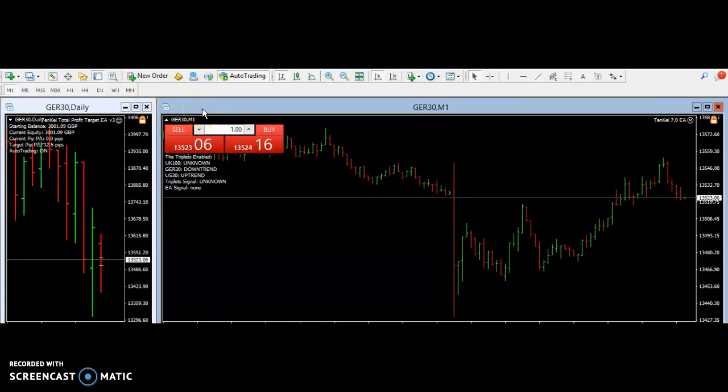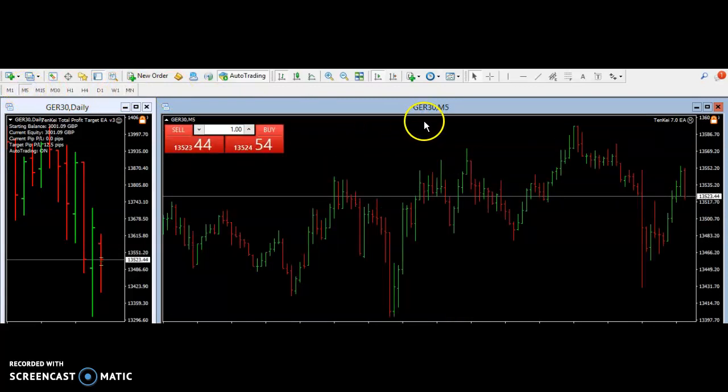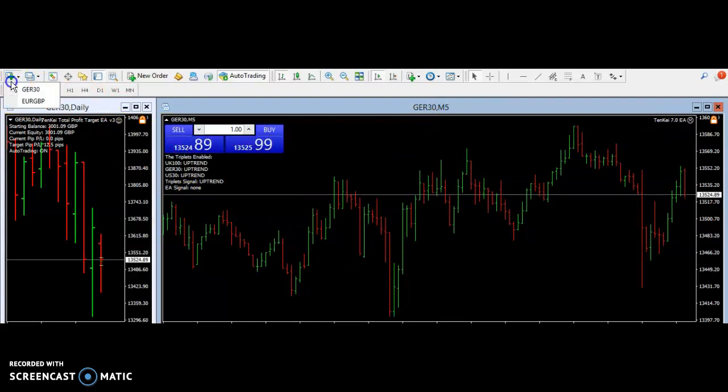But here, 1 minute chart, it says GER 30 M1. You can change it to a 5 minute chart. See that? 5 minute chart looks exactly the same, doesn't it? But it's a 5 minute chart. So each one of these bars equals 5 minutes. Let's jump back over here.